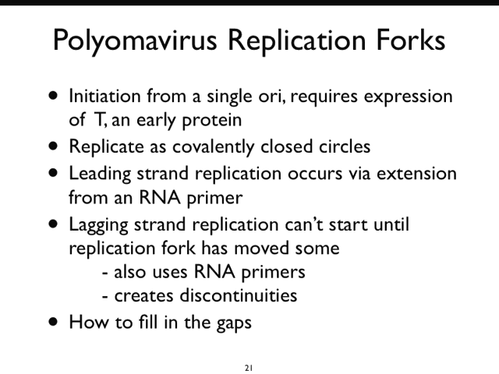Leading strand replication occurs via extension from an RNA primer, and the lagging strand replication can't start until the replication fork has moved some, until that leading strand fork has moved. It also uses RNA primers, but it creates discontinuities because it's replicating in the same direction, and the only way it can do that is by essentially replicating backwards. And so you're left with a conundrum of how do you fill in the gaps?